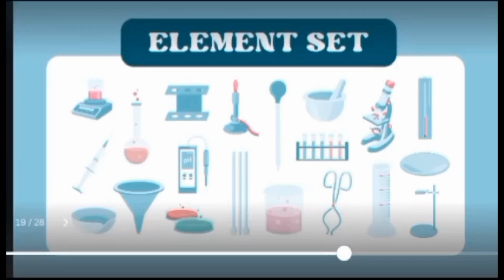So, element set, this is a general term for a collection of many different laboratory tools needed for science experiments. It can include beakers, test tubes, microscopes, funnels, graduated cylinders, and more. So it's the standard collection of tools you would find in any high school or university chemistry or biology lab.